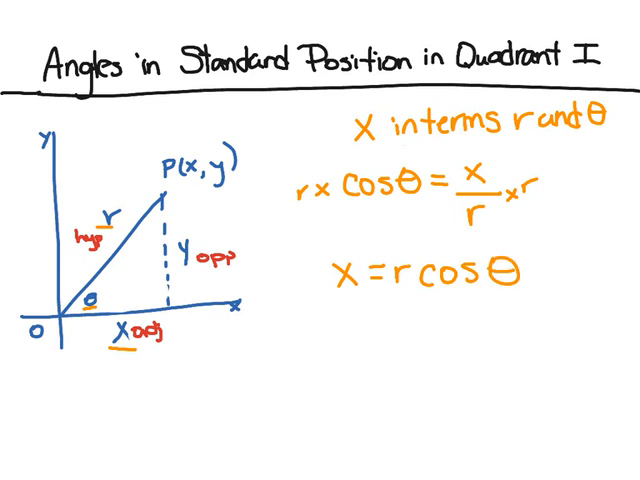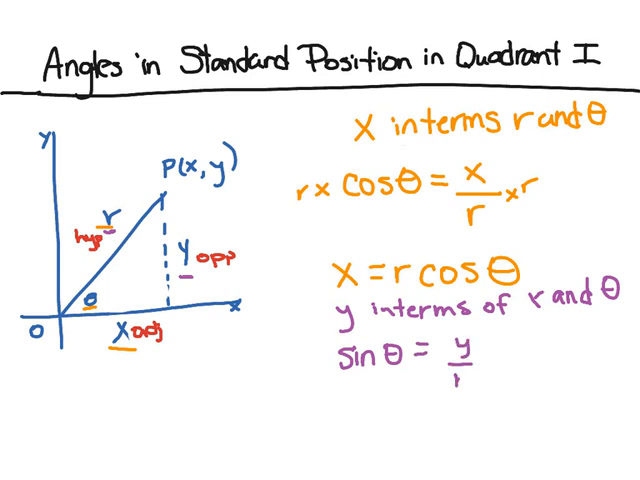If I wanted to do y in terms of r and theta, we would do the same thing. But this time we want y and r. So we're going to use sine because we have an opposite and hypotenuse. So sine theta equals y over r. Multiply both sides by r. And y is equal to r sine theta.